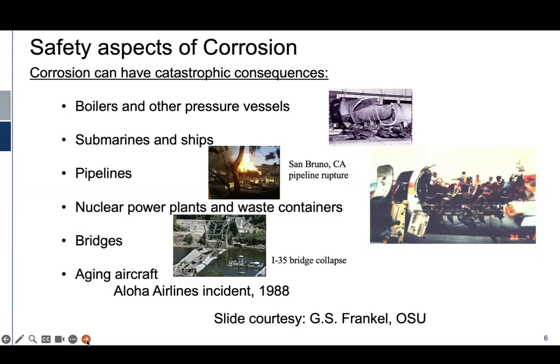These waste containers are also subjected to severe corrosion, and so are big structures like bridges. For example, this is a bridge collapse in the US that was blamed on corrosion.